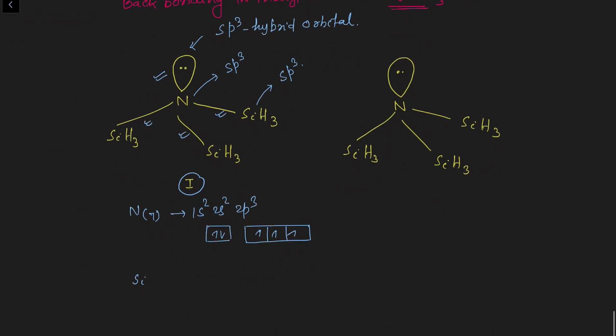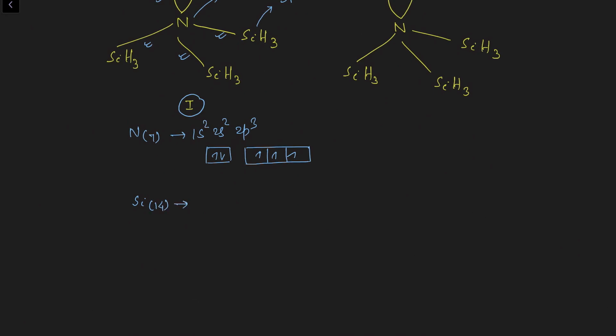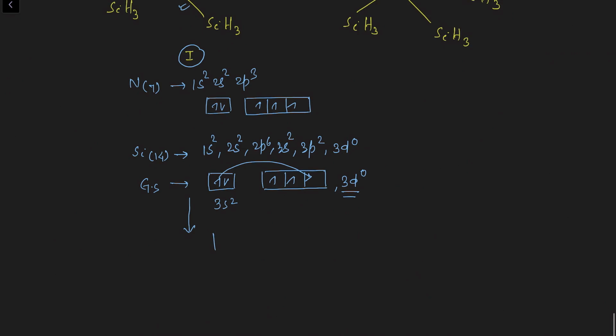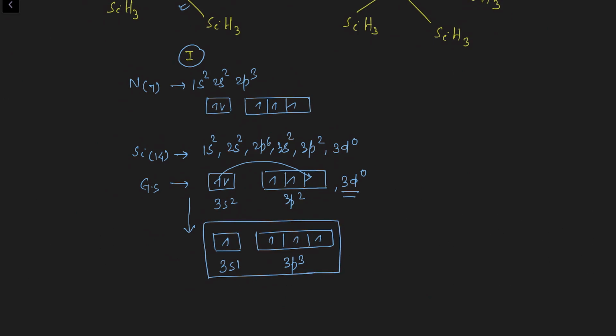Now check the silicon. Silicon atomic number is 14. Configuration is 1s2, 2s2, 2p6, 3s2, 3p2. With this configuration, this silicon is having 3d vacant orbitals. Now check the ground state configuration in terms of an orbital diagram. This is 3s2, this is 3p2 in the ground state, and there is a 3d empty orbital. When there is excitation of this atom, one electron will jump to the empty p orbital, and then the new configuration of silicon in the excited state will be 3s1 and 3p3. Now again, this silicon is sp3 hybridized with vacant d orbitals.